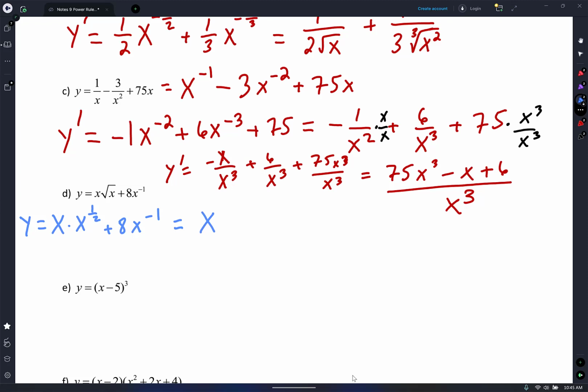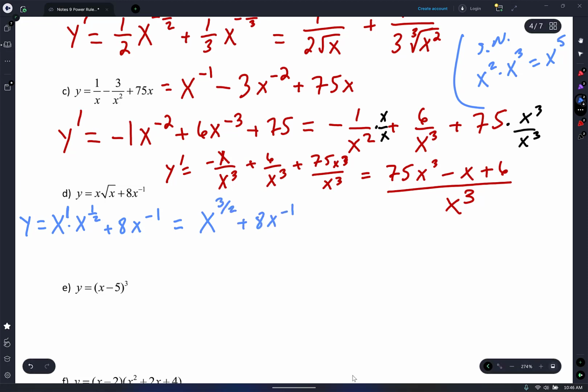Side note. X squared times x to the cube. We know that. What is that? X to the fifth. What did you do? I added. So this is a power of 1, and that's a power of half. So when you multiply, what's 1.5? Don't write it as 1.5. Write it as 3 over 2. x to the 3 over 2 plus 8x to the negative 1. Are we okay? That is not the derivative.